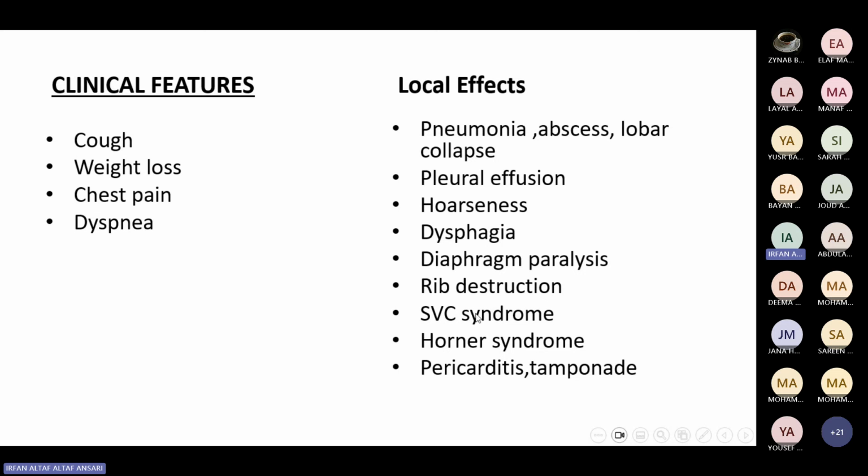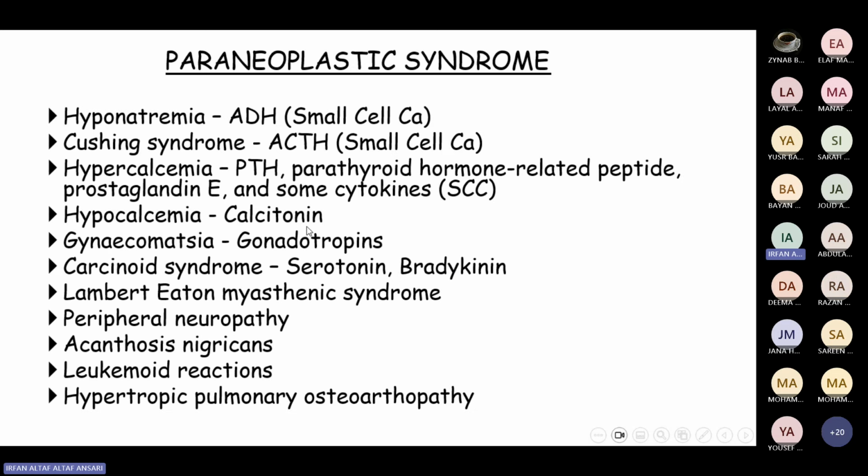If it is the upper part, the apex of the lung, it may cause superior vena cava syndrome, Horner syndrome, involvement of the sympathetic chain, pericarditis, cardiac tamponade. These are all the local effects of lung carcinoma. And this lung tumor is also known to cause paraneoplastic syndrome. Paraneoplastic syndrome is due to the secretion of various hormones or hormone-like substances by the lung tumor.